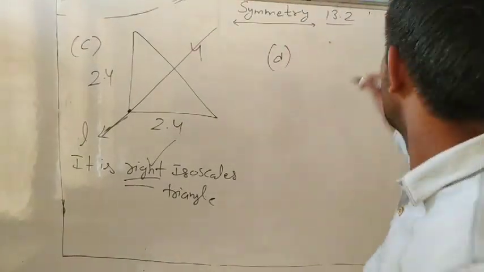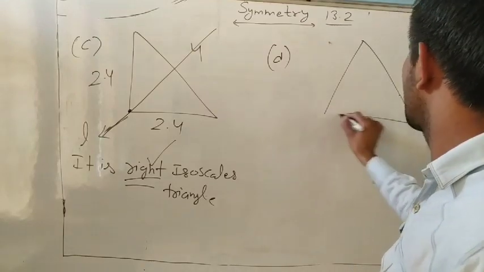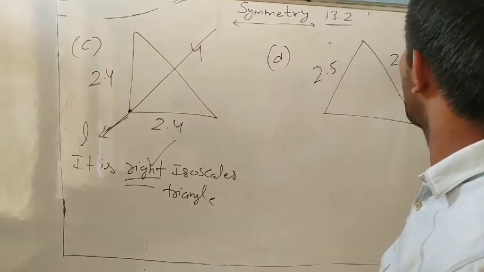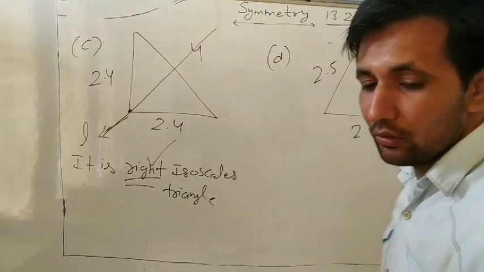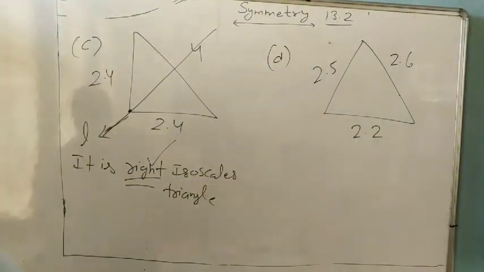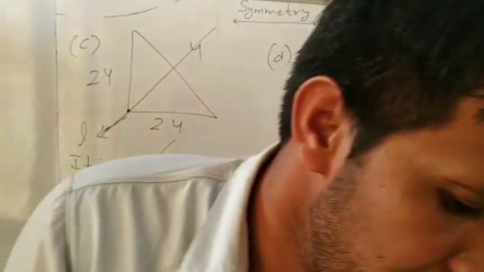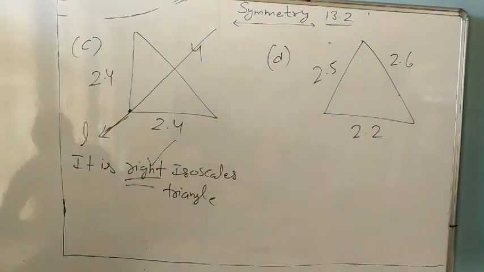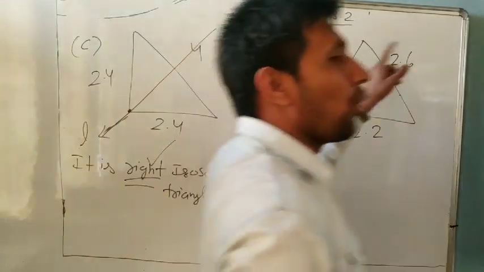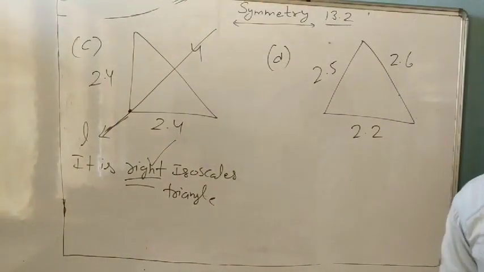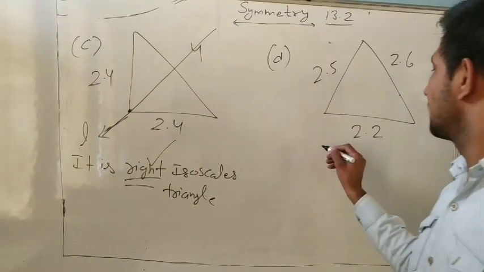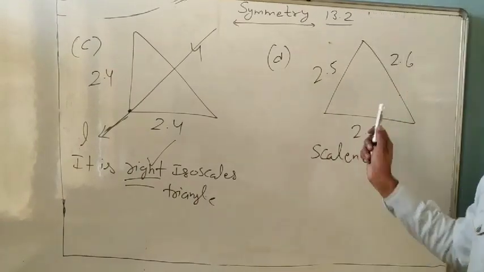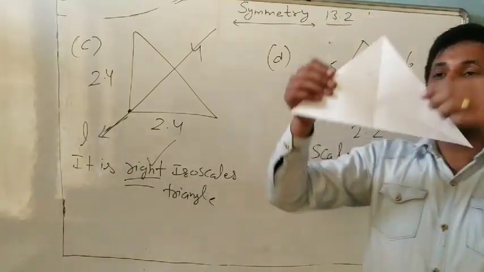D part, make the figure with scale and pencil. It is 2.5, 2.6 and 2.2. Now tell me, which type of triangle is it? If all three sides are unequal, which type is it? So it is a scalene triangle. And now you will cut a scalene triangle and we will observe.